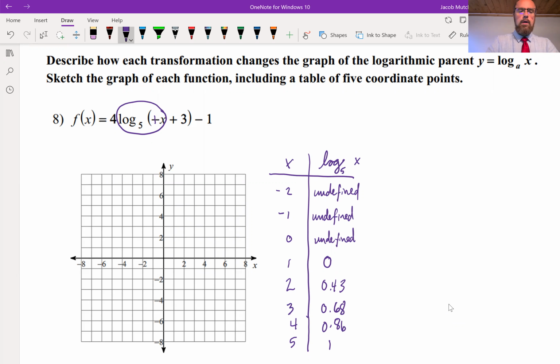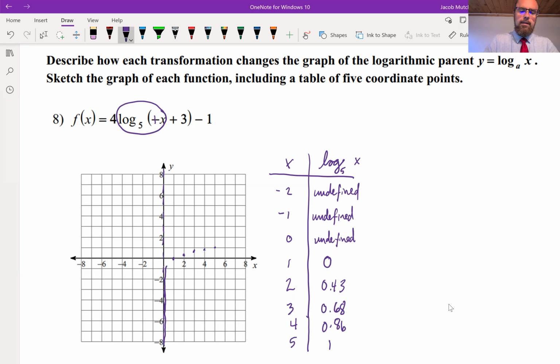So that lets us graph. We'll start with the vertical asymptote at the y-axis. Just sketch that in, and then at 1 we have the value of 0. At 2 we have the value of 0.43, so we estimate not quite half. 3 was 0.68, so above half there, 0.86 at 4, and then 1 at 5. So we do have a sharp curve.